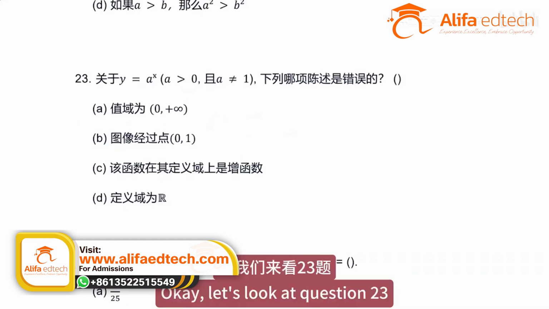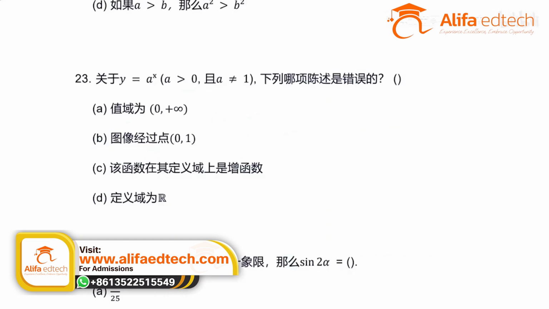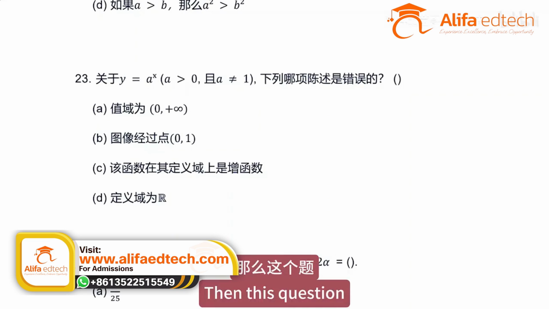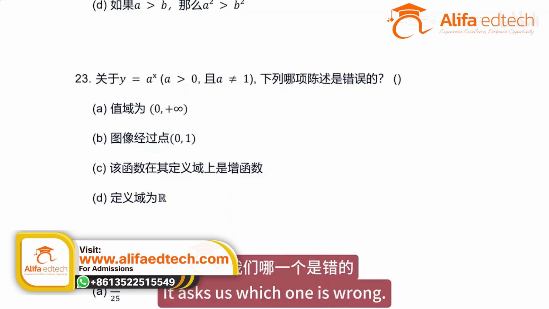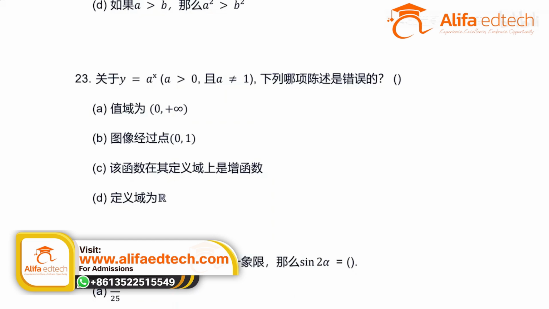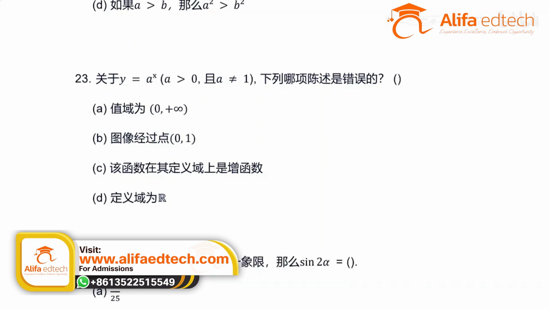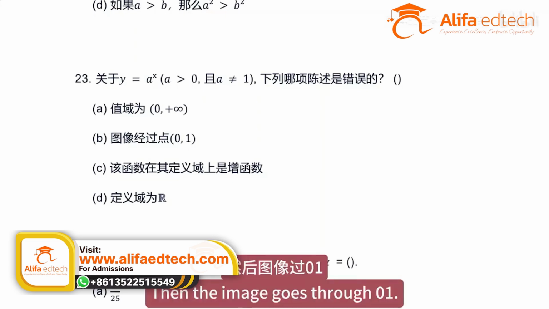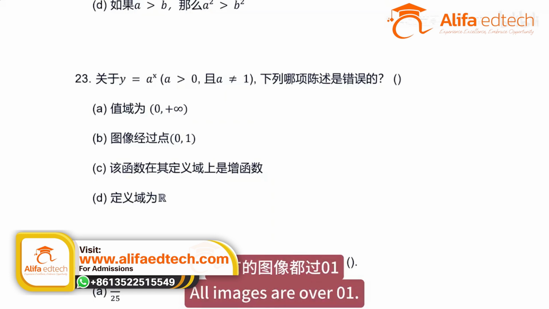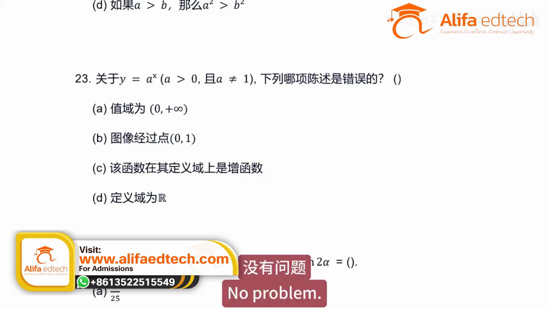All right, let's look at question 23. For this question, it's asking us which one is wrong, which one is incorrect. Let's see, its range is from 0 to positive infinity. That's correct. There's no problem with that. And then the graph for exponential functions with base greater than 0 and less than 1, all their graphs pass through the point (0, 1).